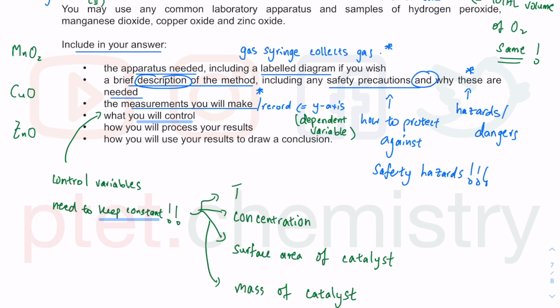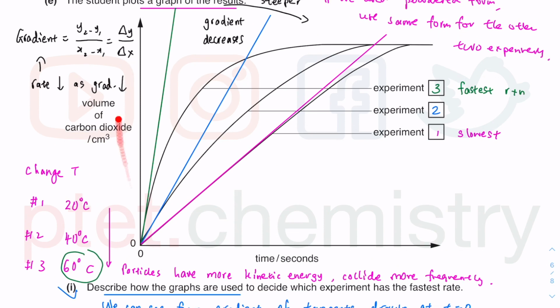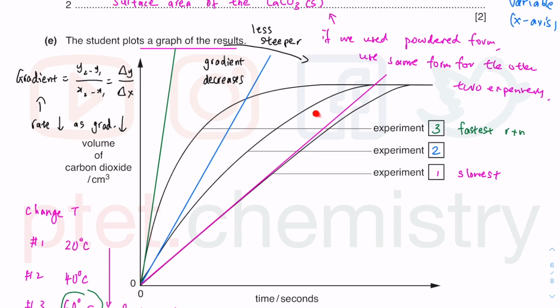How you will process your result is very important. How you're going to use that to draw a conclusion, basically the graphical method, as the previous question had shown you. You need to plot the volume of the gas against the time. The steeper the gradient, so this gradient is getting steeper. Gradient is basically the change in y over change in x. As it becomes more and more vertical, the gradient, which is the change in y over change in x, as in secondary mathematics, means the gradient increases. Going this way, the gradient increases because it's getting steeper and steeper, the rate increases.